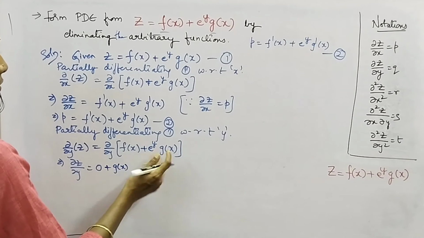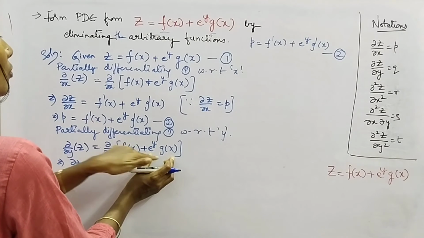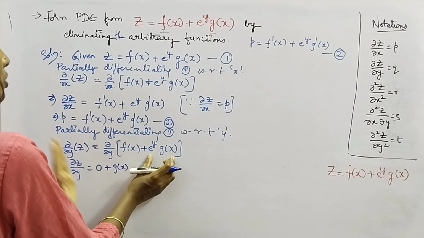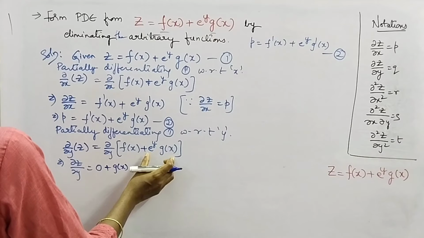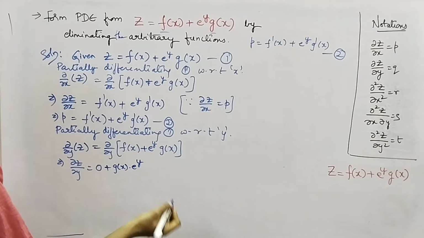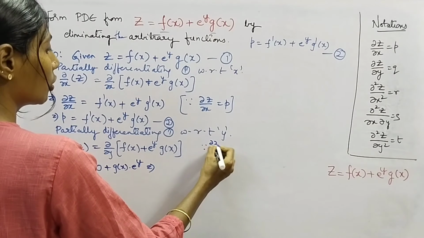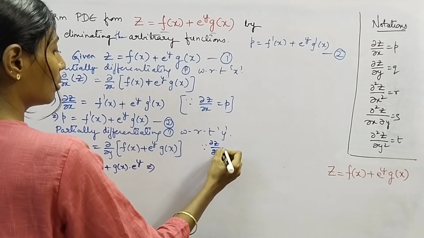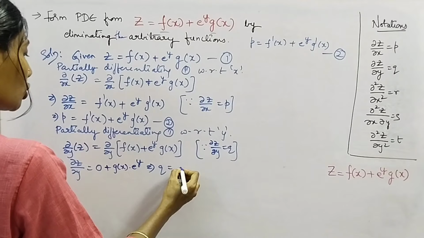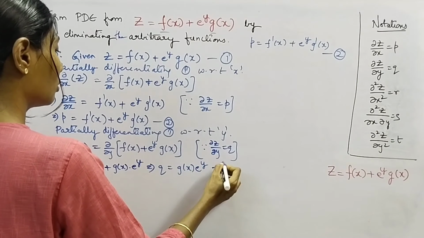g of x into the partial derivative of e power y. How will we write a constant into e power y? We'll just take the constant outside and then write the partial derivative of e power y, right? The partial derivative of e power y is again e power y, which gives us, since we have a notation dou z by dou y equal to q, just replace it by q. We'll have q equal to g of x into e power y. Consider this as equation number 3.